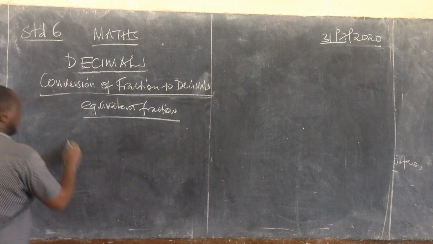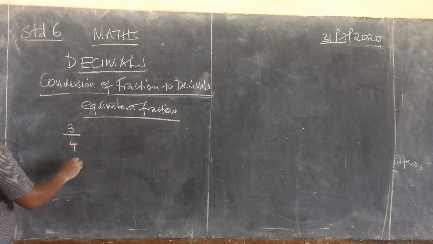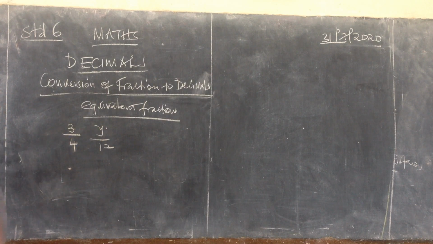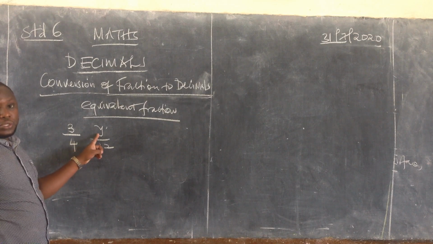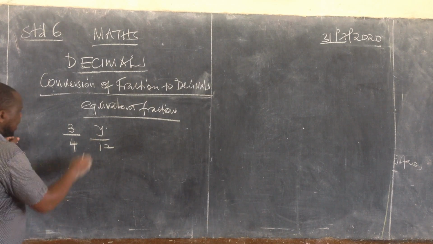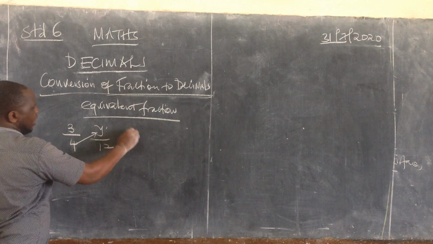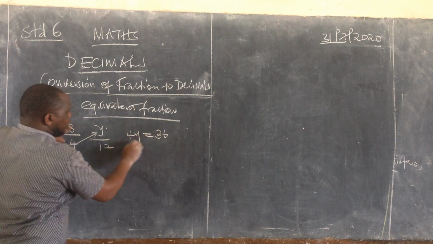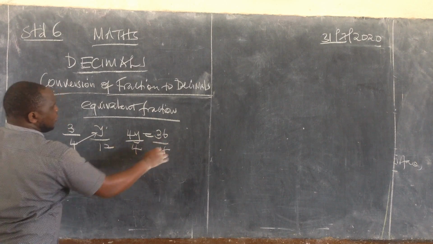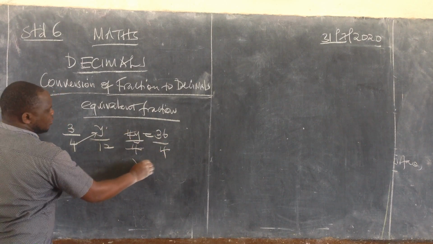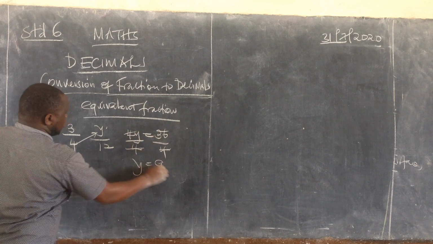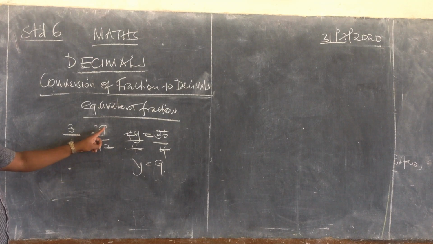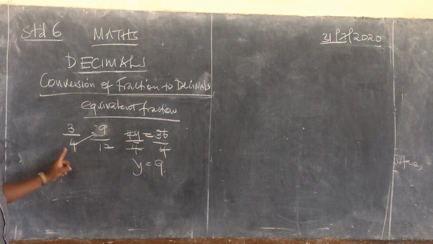And equivalent fractions, like for example 3 over 4, and then this is given as y over 12. So you ask, what is number y? For you to get this number, you just multiply this with this one, you get 4y is equal to 3 times 12, which is 36. Then you divide here by 4, you divide here by 4. So our y is equal to 9. So this number here is equivalent to 9 over 12.